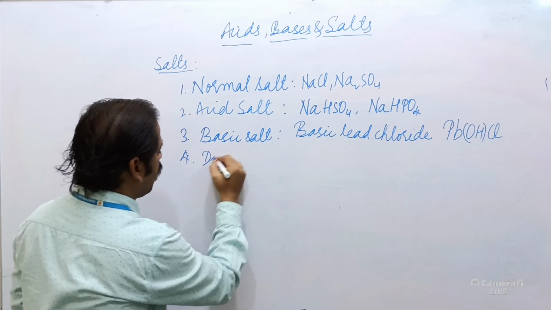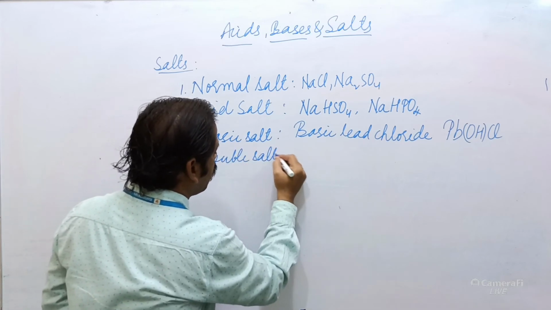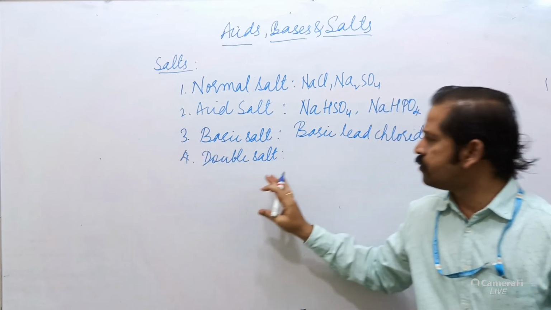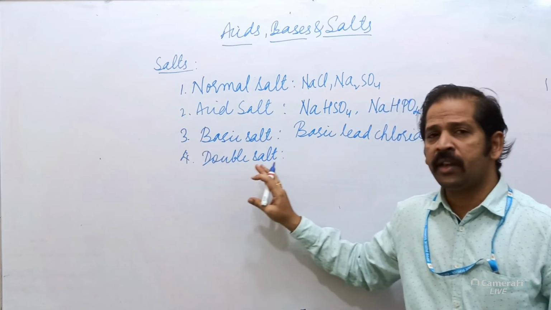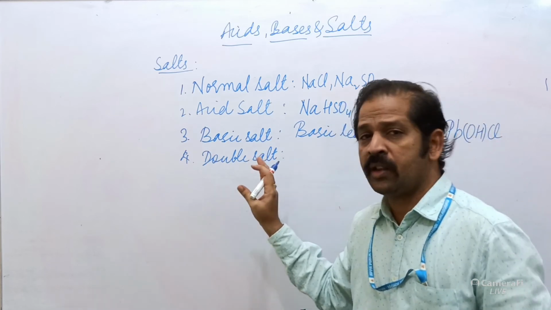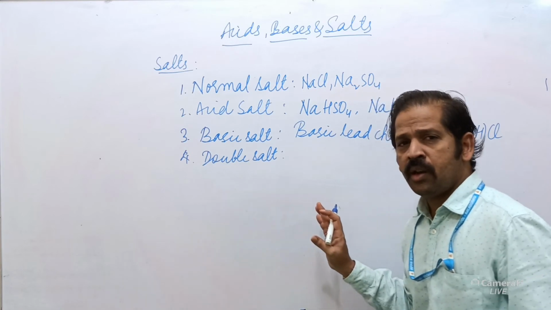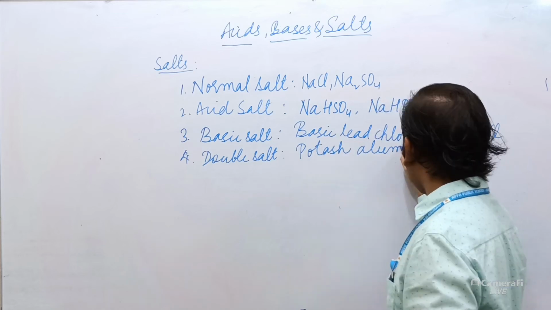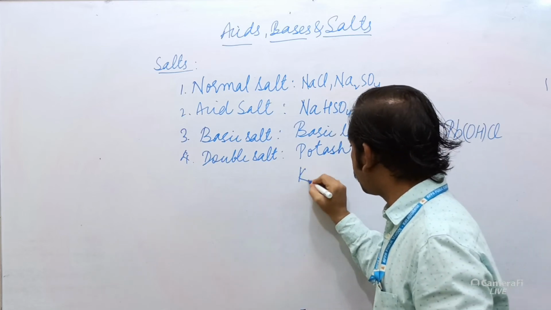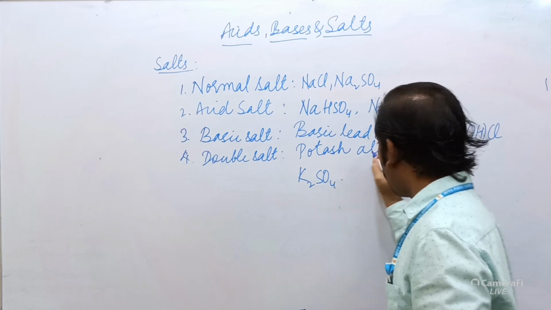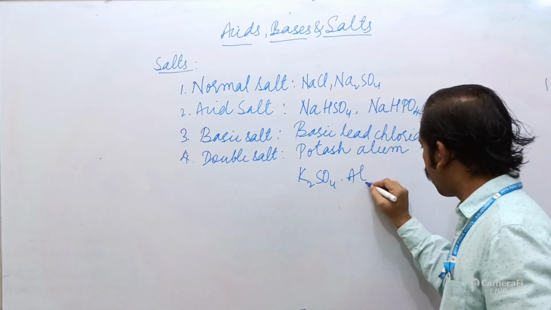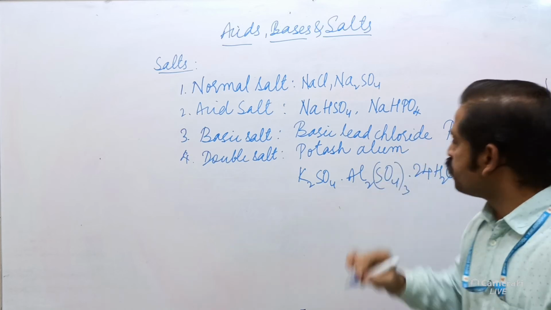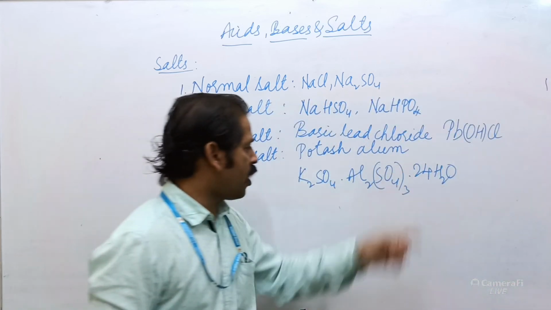The fourth one is double salt. It is a formation by dissociation of the chemicals. Two simple salts dissolved in water, for example potash alum. Its formula: potash is potassium sulfate, alum is aluminium sulfate, along with the water.